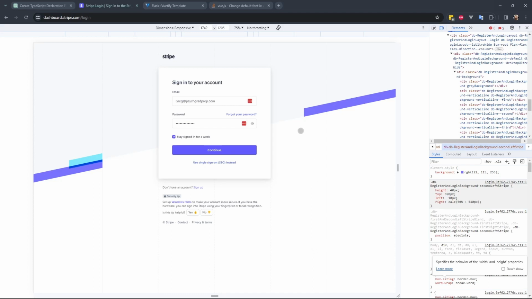So I just spent some time looking at this Stripe login page and wanted to mention some brief things that I noticed for my future reference in terms of the design here. So there are five vertical lines.